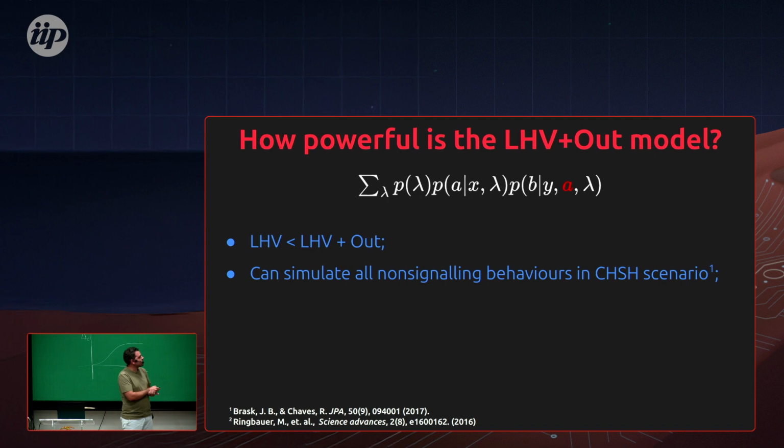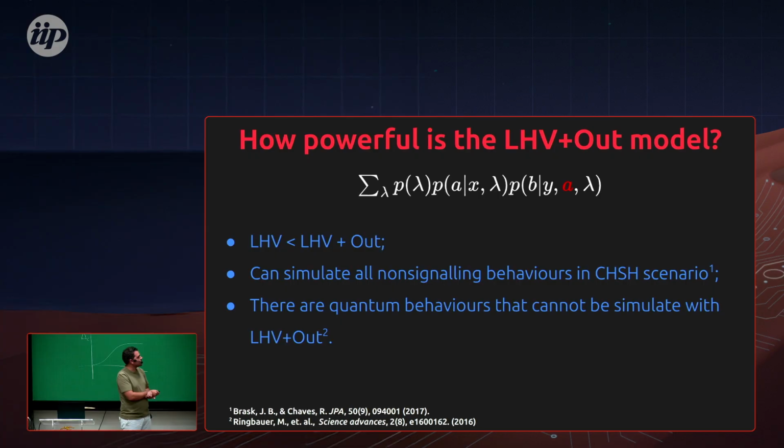Indeed, you can simulate all non-signaling behaviors in the CHSH scenario if you give this advantage here to Bob, if you let him know Alice's output. So in some cases this model is quite powerful, but in general it does not trivialize. There are some quantum behaviors that you cannot simulate even in this model if you go to more general scenarios. There's a paper, for instance, by Rafael Chaves. Okay, so nice. This is good, right? You don't want to have a model that is too powerful, such that you can explain all quantum states. This is not the point, but you also want a model that is more powerful than the LHV model.